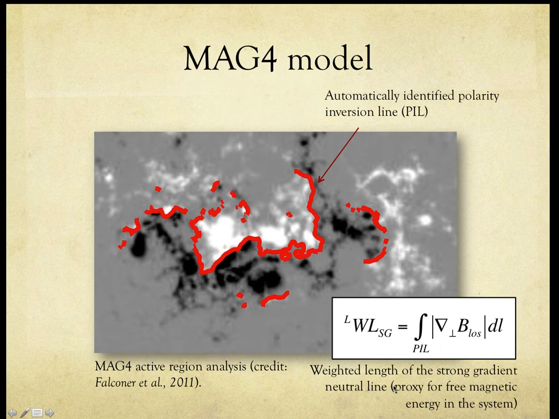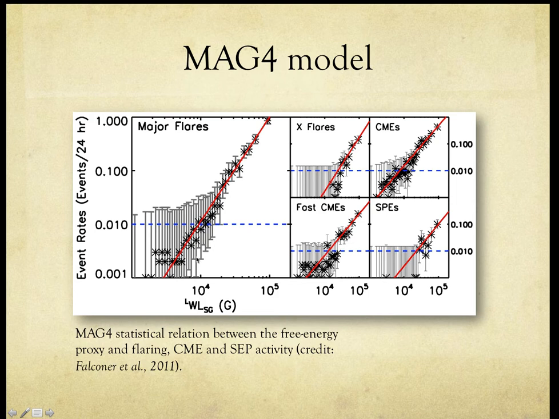Falconer et al. have shown that with other types of data, including vector magnetogram data, this proxy actually correlates very well with the non-potentiality of the magnetic field in the photosphere and in the solar corona. Okay, and then in the prediction phase, these folks build an actual empirical model. Okay, and here's data from their statistics.